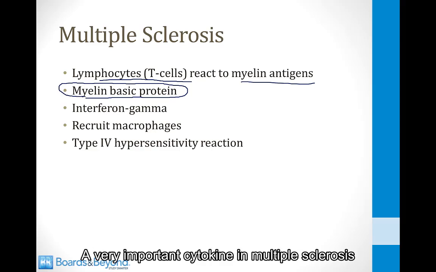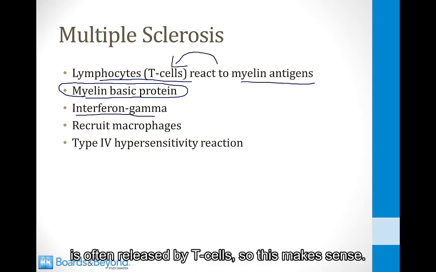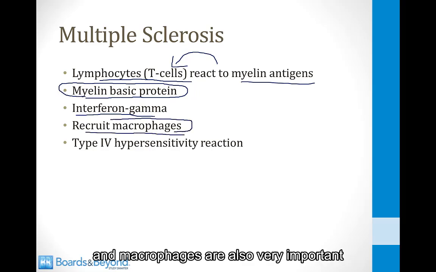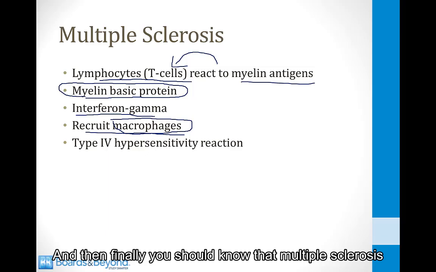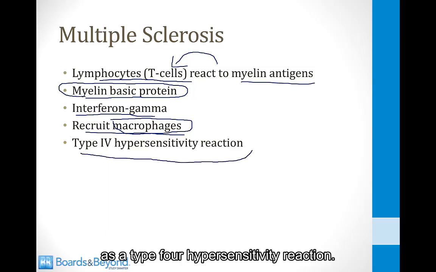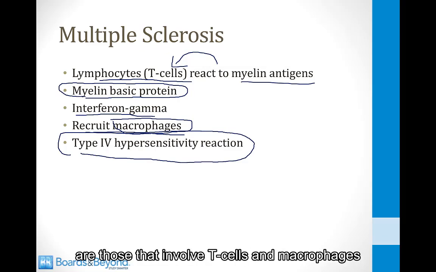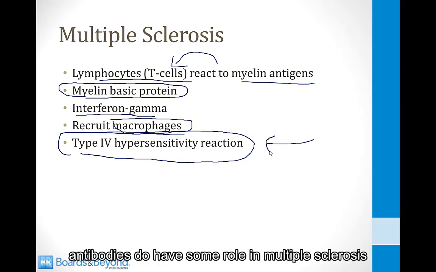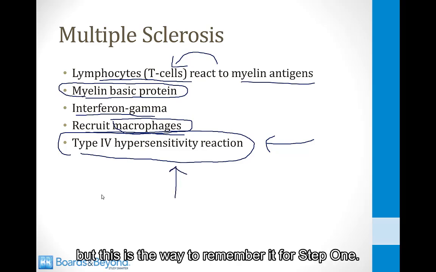A very important cytokine in multiple sclerosis is interferon gamma, which, as you may know, is often released by T cells, so this makes sense. And interferon gamma can recruit macrophages, and macrophages are also very important in the pathophysiology of multiple sclerosis. And then finally, you should know that multiple sclerosis is often classified as a type 4 hypersensitivity reaction. Type 4 hypersensitivity reactions are those that involve T cells and macrophages and don't involve antibodies. Now, in reality, this is probably an oversimplification. Antibodies do have some role in multiple sclerosis, and B cells also have some role, but this is the way to remember it for step 1.